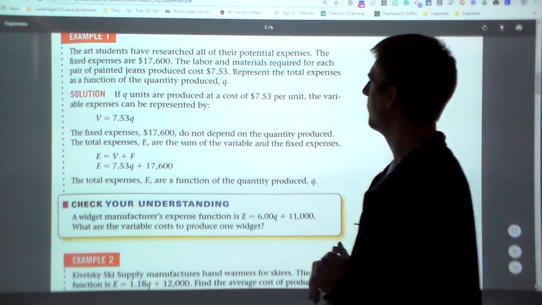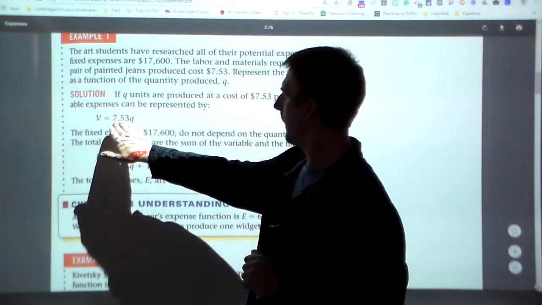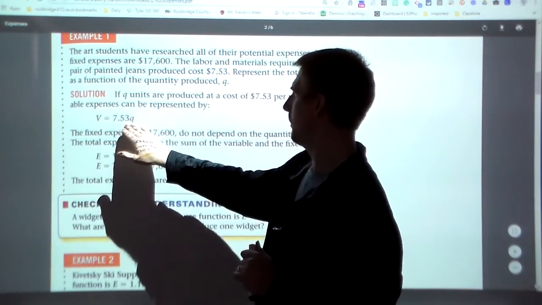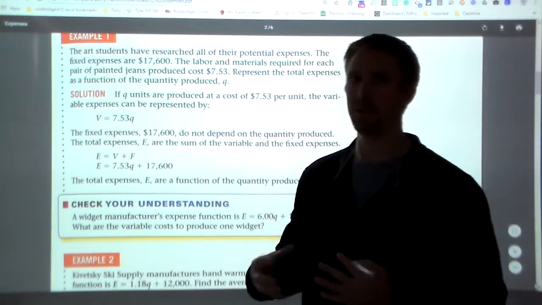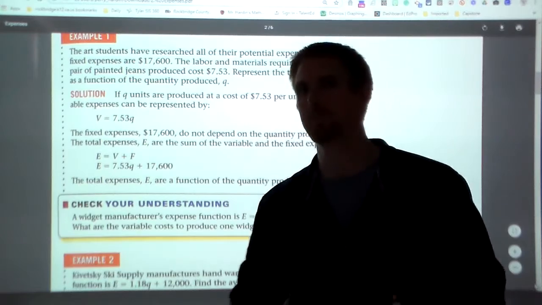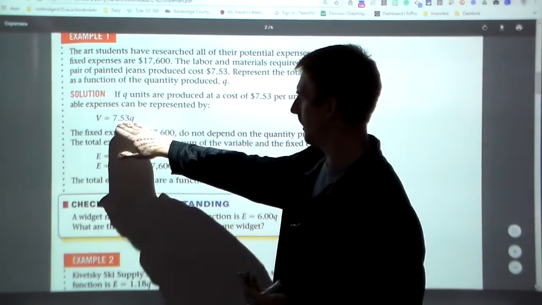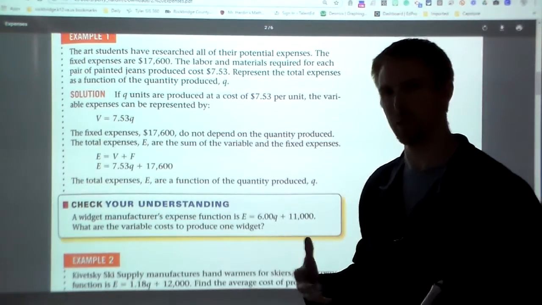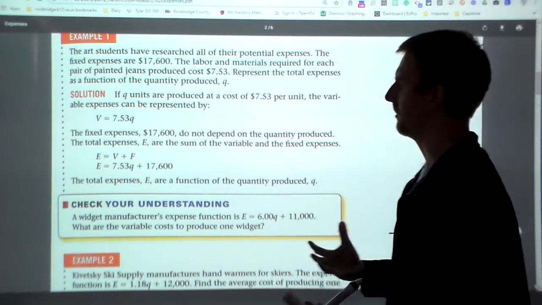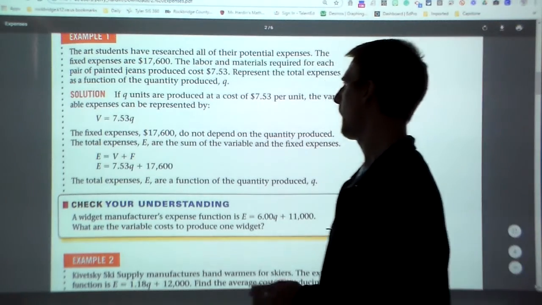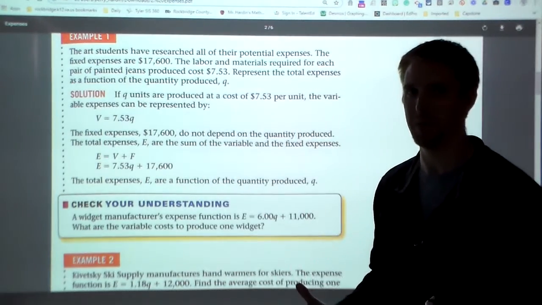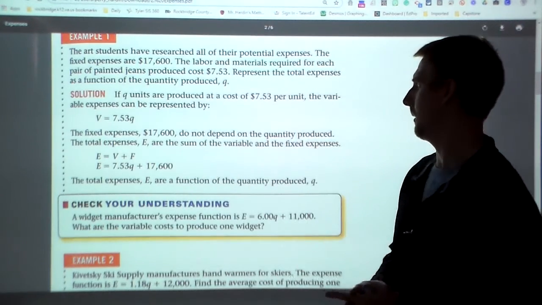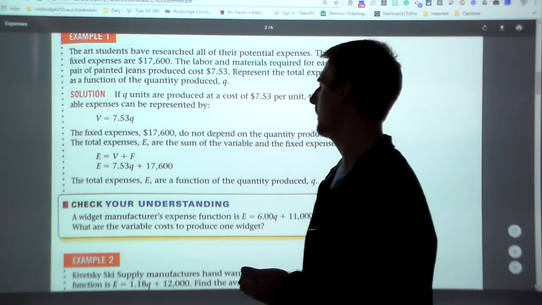So to get our variable cost, that's $7.53 times Q, because it's $7.53 for each pair of jeans, times how many pairs of jeans that I end up making. So the amount times the quantity. It sort of works out like revenue, but that's your variable cost. The fixed expenses or fixed costs, that's not going to change because that's what you got to pay every month. I got a pretty hefty bill here. Must have a pretty big space they're working in.